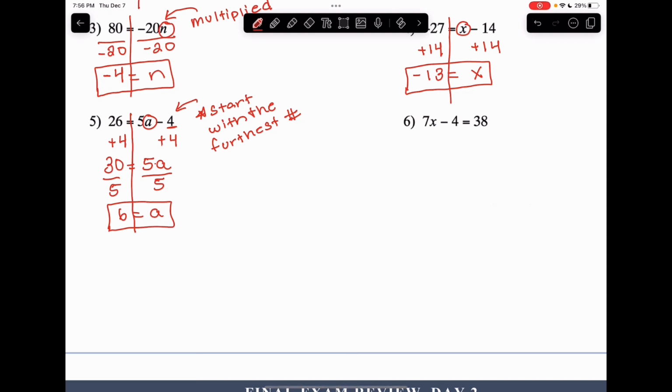For number 6, I circle the variable and I draw my line. I start with the number furthest from the x. So since the 7 is attached, I'm going to start with the 4. The 4 is being subtracted, so I need to add it to both sides, which will get me 7x equals 42. Now I need to get rid of the 7, so I'm going to divide. And I will get x is equal to 6.